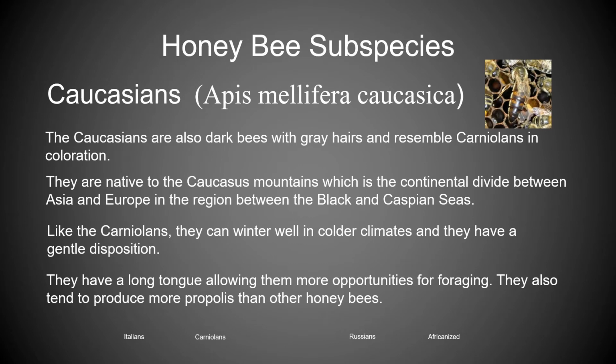The Caucasians are also dark bees with gray hair and resemble the Carniolans in coloration. They are native to the Caucasus Mountains, which is the continental divide between Asia and Europe in the region between the Black and Caspian Sea. Like the Carniolans, they can winter well in colder climates and they have a gentle disposition. They have a long tongue, allowing them more opportunity for foraging. They also tend to produce more propolis than other honeybees.